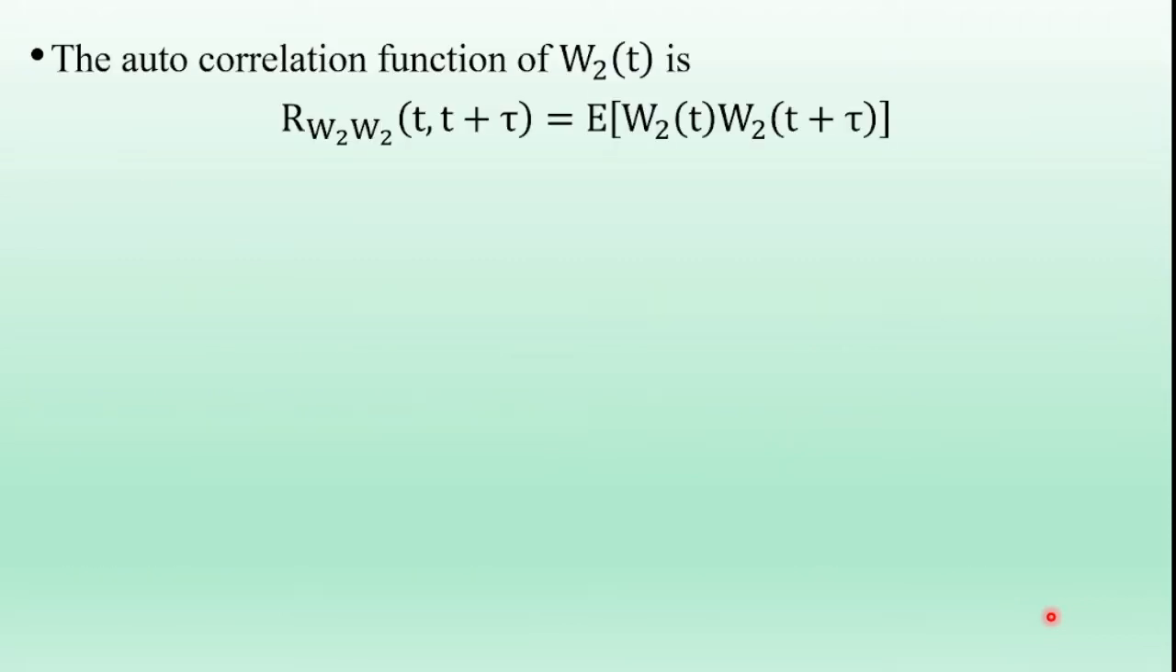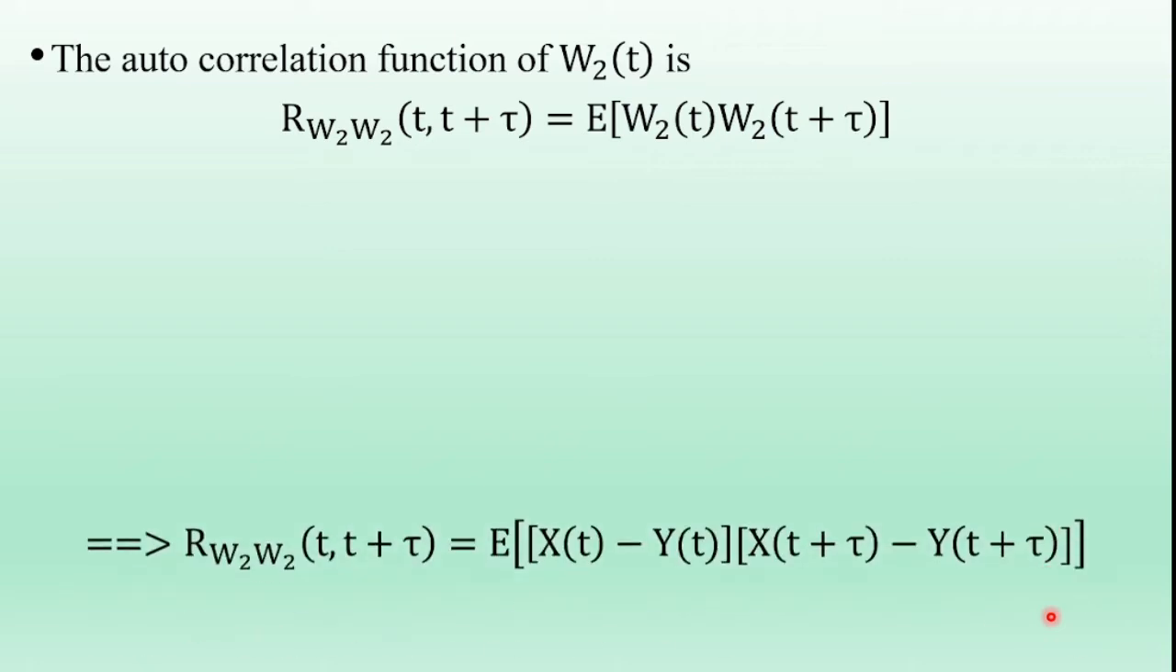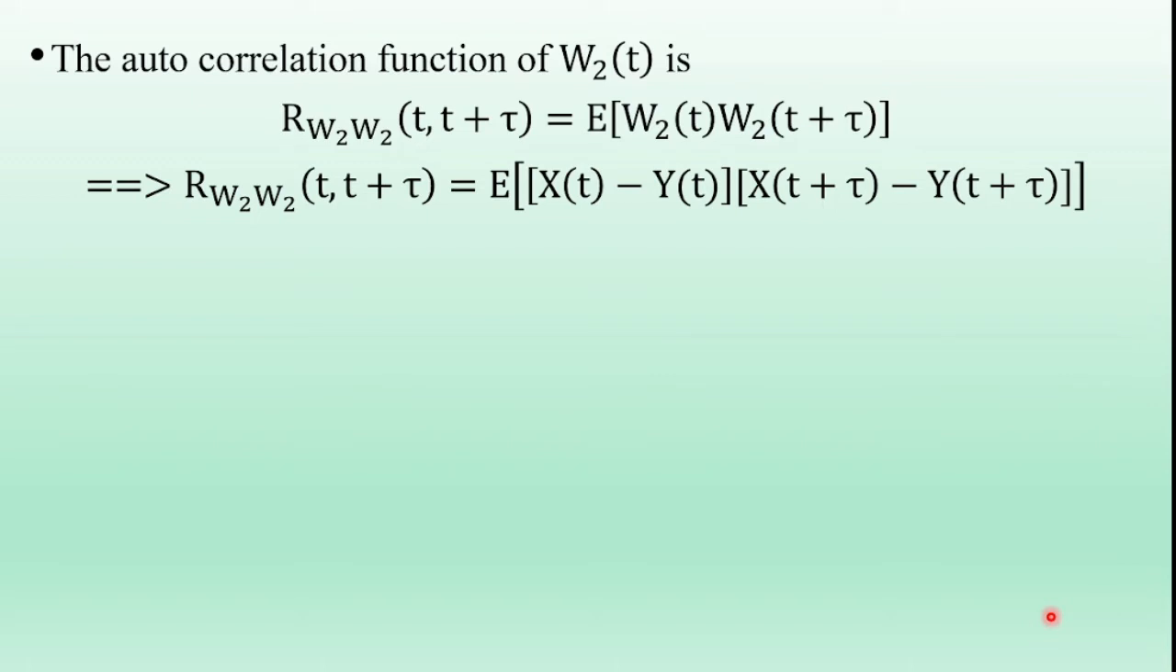And second bit solution, find out the autocorrelation function of w2 of t. So the autocorrelation function of w2 of t is Rw2 of tau, equal to expectation of w2 of t times w2 of t plus tau. Given that w2 of t is defined as x of t minus y of t, in the given w2 of t, t is replaced by t plus tau, we get w2 of t plus tau is x of t plus tau minus y of t plus tau.